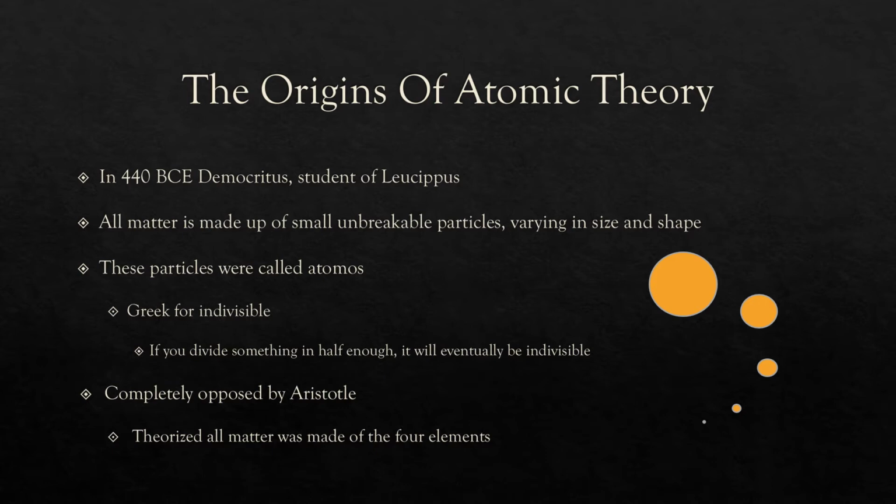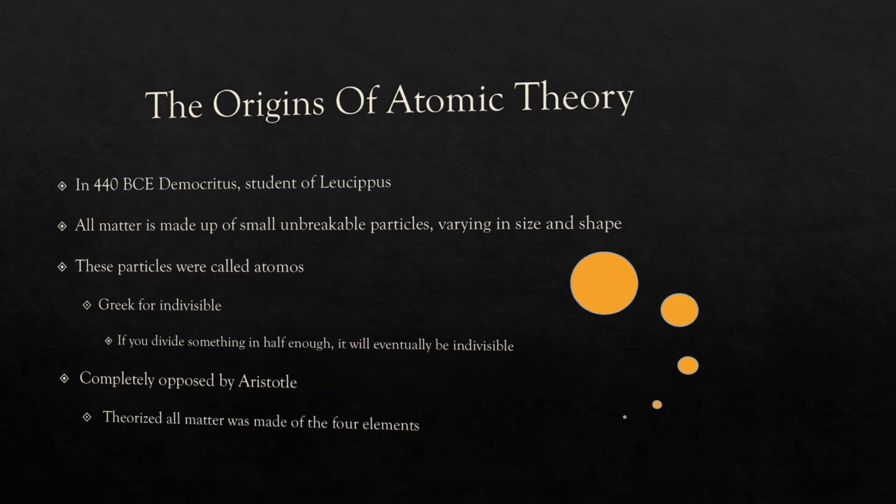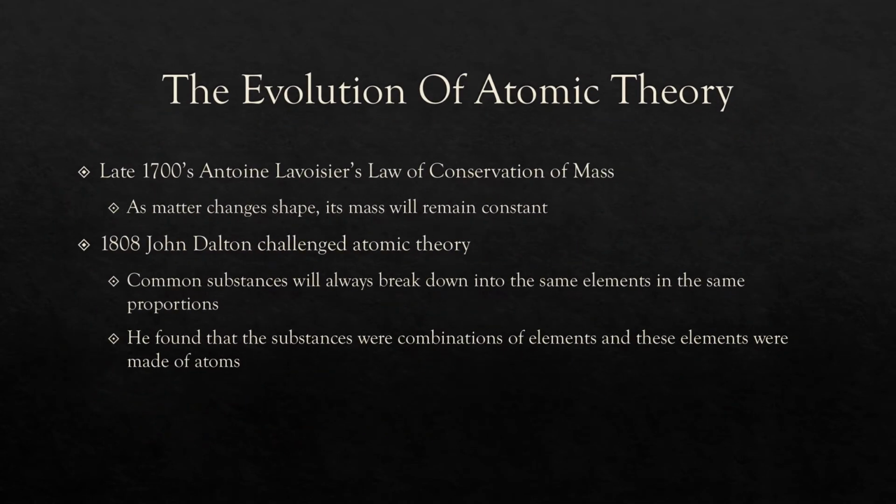Well, this idea did not stick because it was completely opposed by Aristotle, who was a great scientific mind at the time and theorized that all matter was made of the four elements: earth, water, fire, and air. This would continue to be a thought until the late 1700s, when Antoine Lavoisier made his law of conservation of mass. As matter changes shape, its mass will remain constant.